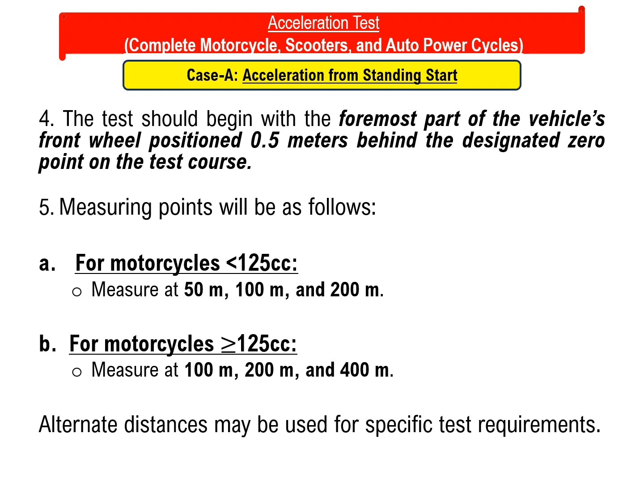Measuring points will be as follows. For motorcycles less than 125 cc, the measuring points shall be at a distance of 50 meters, 100 meters, and 200 meters. For motor vehicles more than 125 cc, the measuring marks shall be 100 meters, 200 meters, and 400 meters.